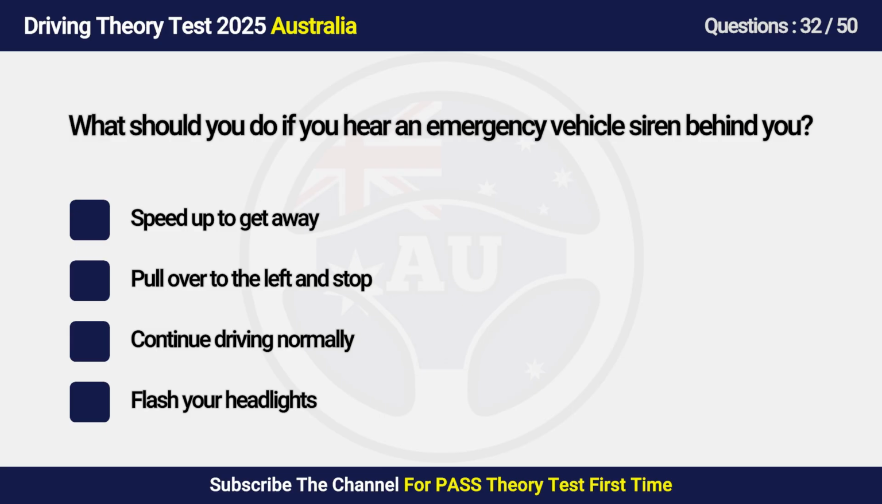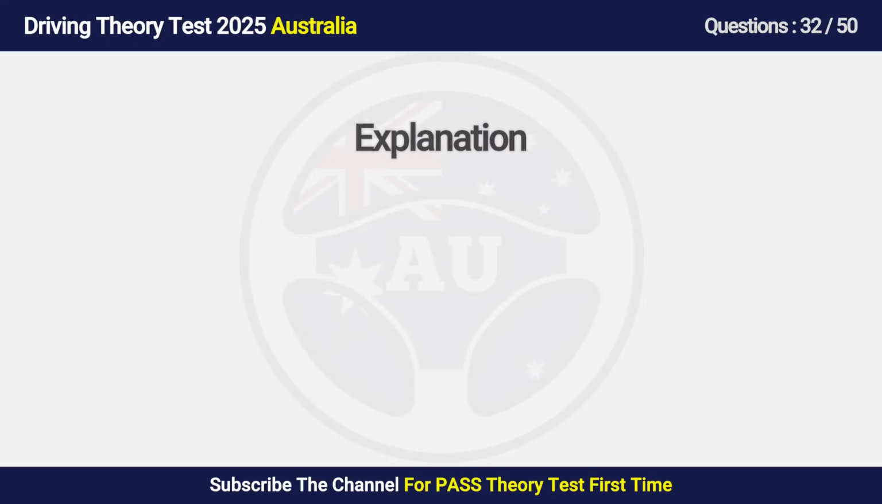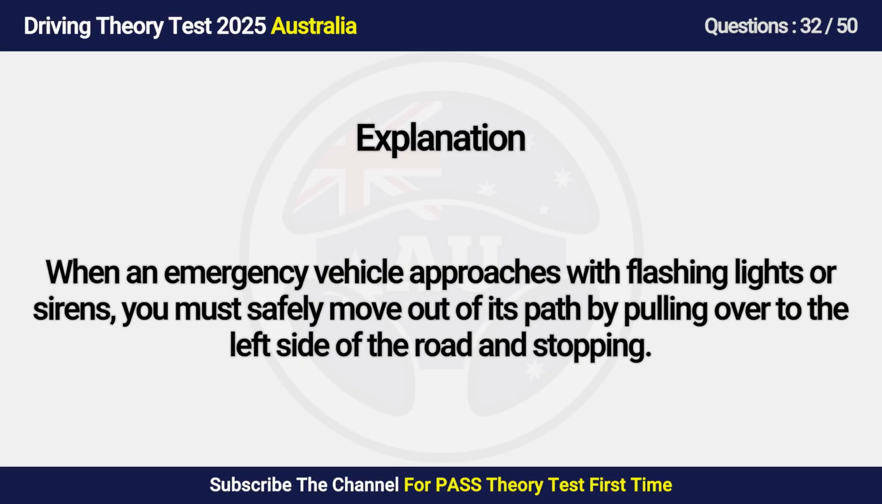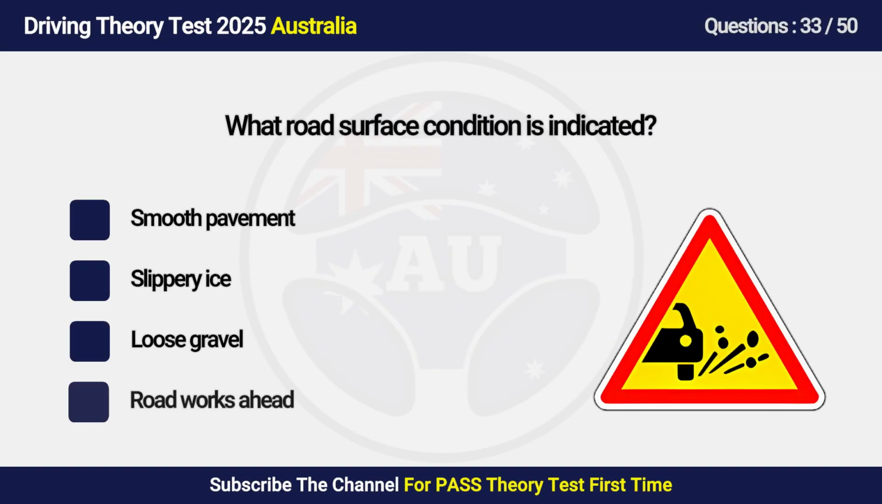A. Speed up to get away. B. Pull over to the left and stop. C. Continue driving normally. D. Flash your headlights. Answer is B. Pull over to the left and stop. When an emergency vehicle approaches with flashing lights or sirens, you must safely move out of its path by pulling over to the left side of the road and stopping. Question 33. What road surface condition is indicated?